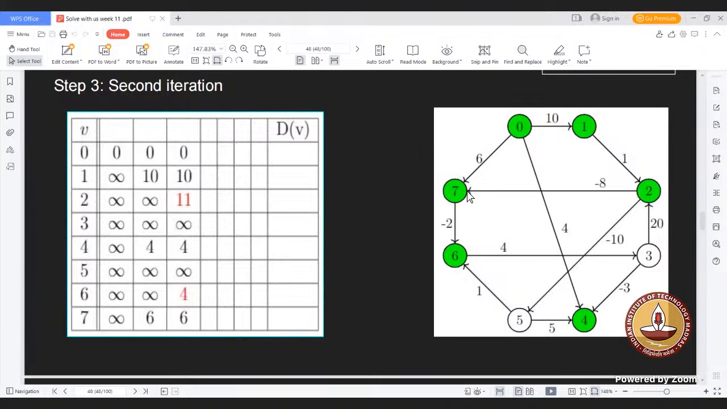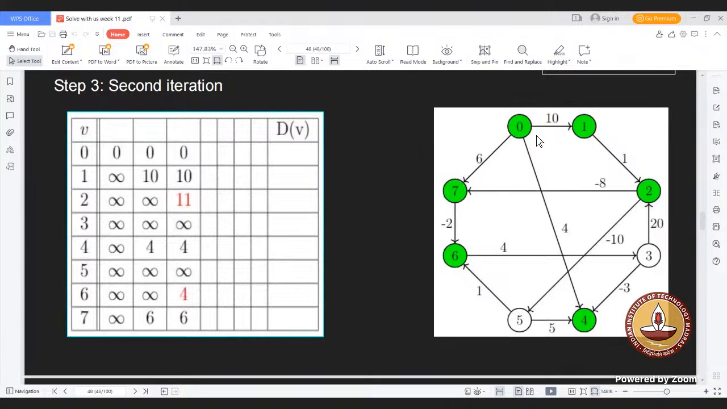If we go to 7 here, what will happen? 11 minus 8 would be 3, right? But already what is here? 6. Which of these two is minimum? 3. So this will change from 6 to 3. This is a point we should note. So from 6 it will be 3.